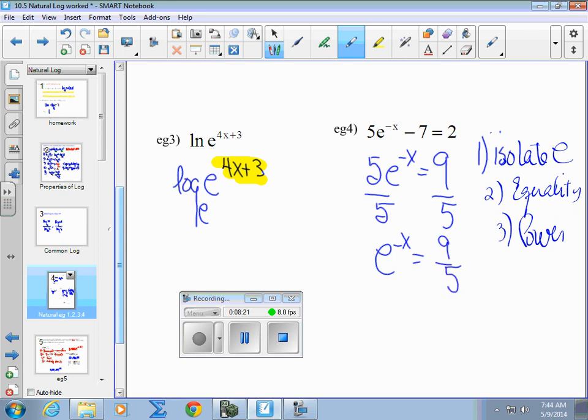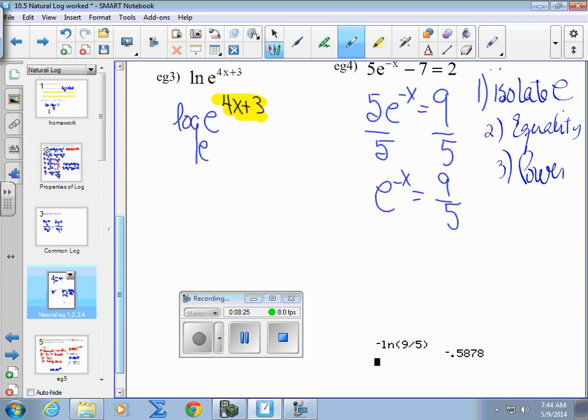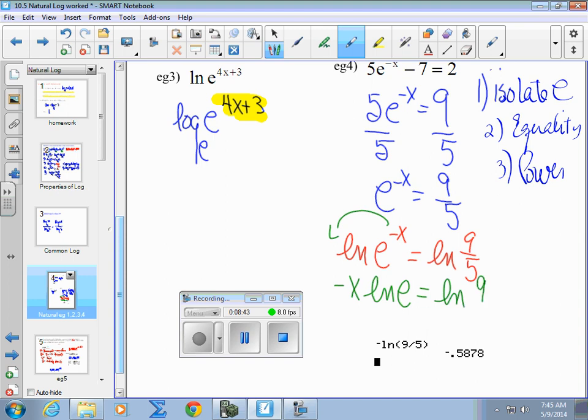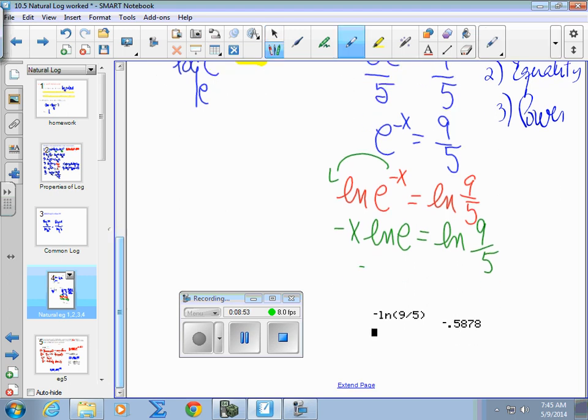Next, we want to use the equality property. So we would say ln of e raised to the negative x is equal to ln of 9/5. We move our negative x to the front of the logarithm, we have this. But ln of e is equal to 1. So what we have is negative x times 1 is equal to ln of 9/5.